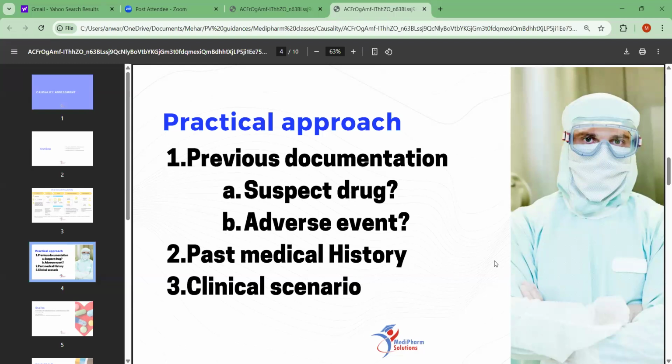How do we assess? Depending on the case, we have to investigate more, ask more questions to get the past medical history, or what was the scenario at the time. Or you can look into a database to see if the same adverse event is happening repeatedly with this particular suspect drug. So based on all these criteria, we can assess the causality. This is how we do.